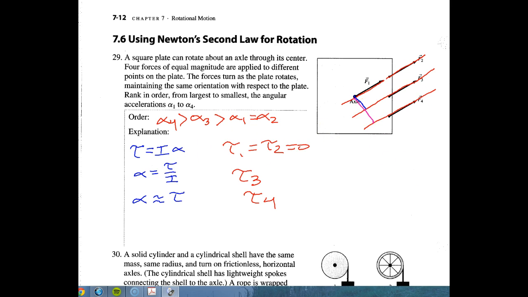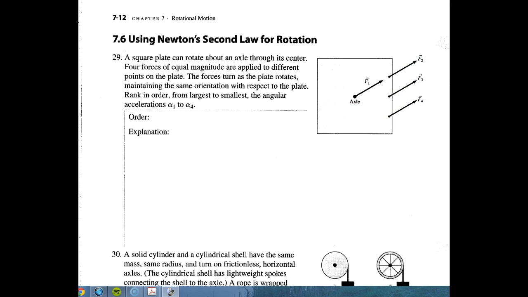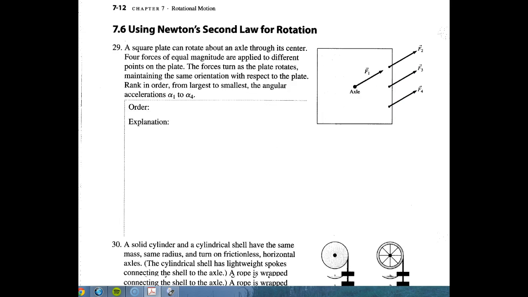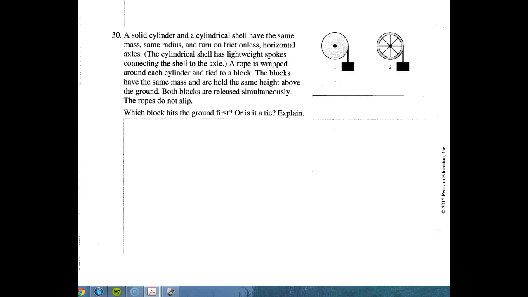Let's go ahead and take a look at the next part, which is number 30. Here we've got a solid cylinder, and we have a cylinder that is not solid. It has most of its mass concentrated on the outside. The mass here is concentrated throughout. They both turn on a frictionless horizontal axis, or axle.